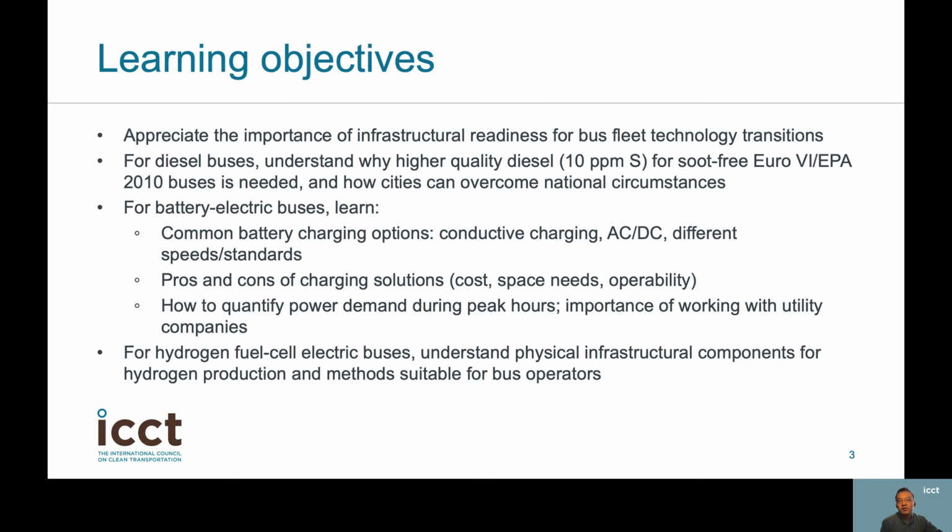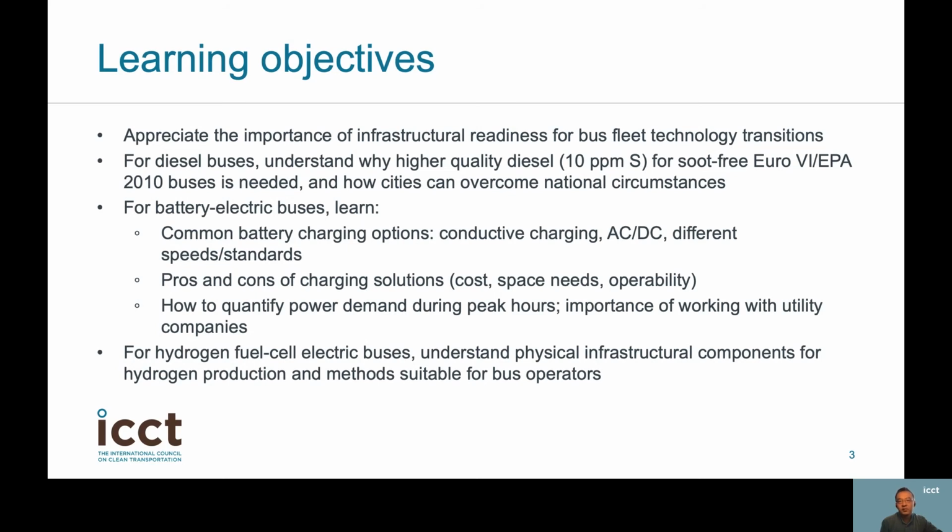Here are the learning objectives for today's module. Appreciate the importance of infrastructural readiness for bus fleet technology transitions. For diesel buses, understand why higher quality diesel or 10 ppm sulfur diesel for soot-free Euro 6 or EPA 2010 buses is needed, and how cities can overcome national circumstances.